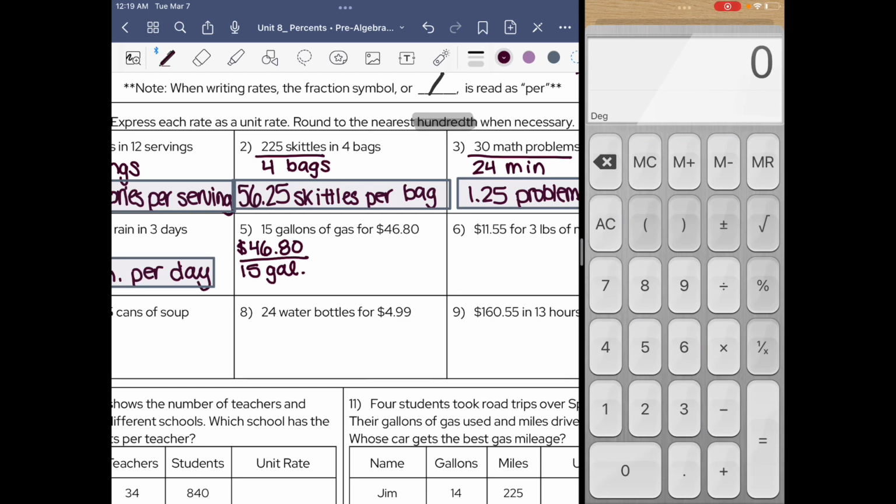So I need to take out my calculator and do 46.8 divided by 15. That's 3.12, or $3.12 per gallon.